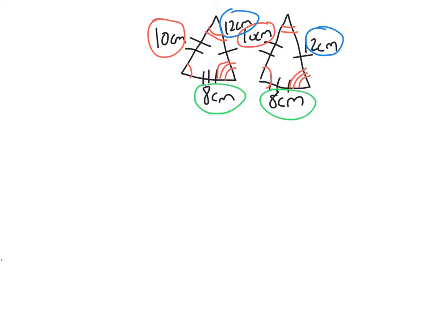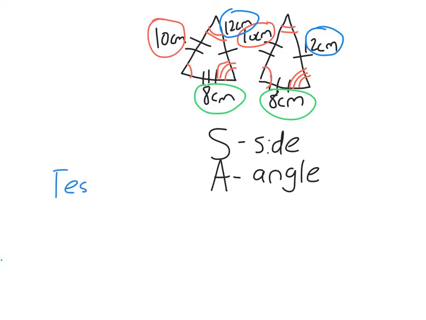So when we're thinking about congruent triangles, we use S for side, a pair of equal sides, and A for a pair of equal angles. If I want to determine whether two triangles are congruent, I don't need to check every pair of sides and every pair of angles. I can follow a test. There are tests that I can use. So the tests for congruence between two triangles: SSS, like the one up there.